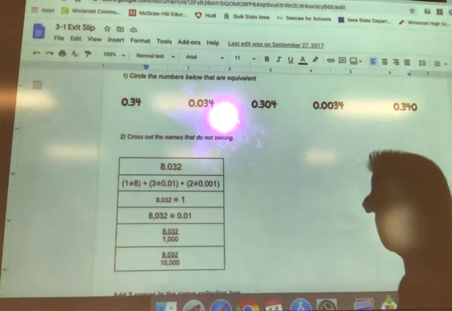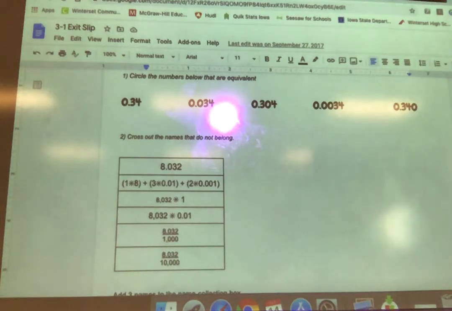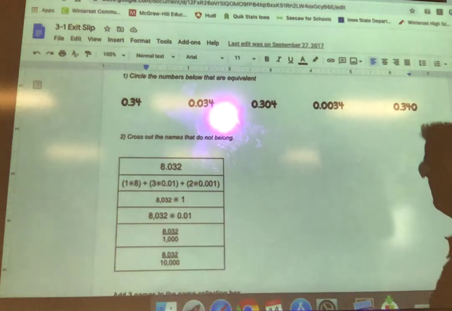Okay, we're going to go through exit slip 3-1. This I can statement had to deal with being able to write different fractions and decimals in different ways to get a better understanding of place value and of fraction decimal equivalencies. And there's expanded notation and all kinds of ways we'll look here at being able to read and figure out numbers. Okay, so we're going to circle the numbers on number 1 that are equivalent.